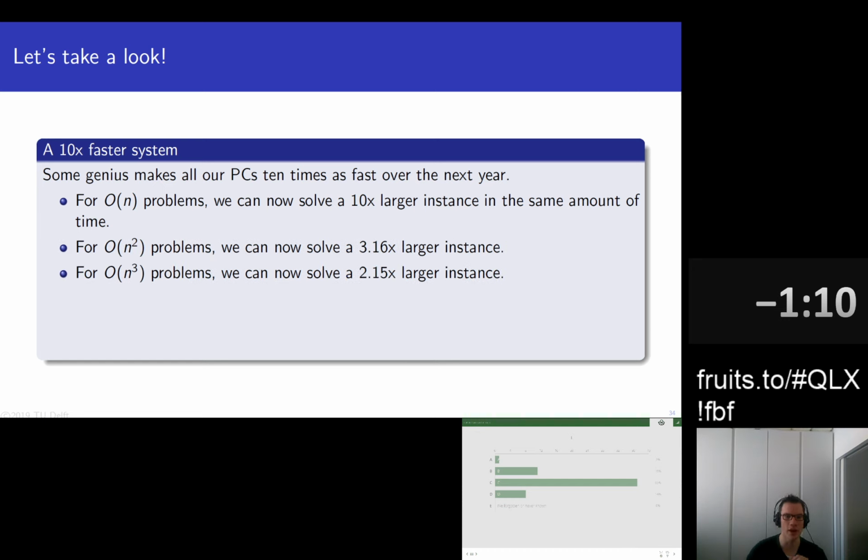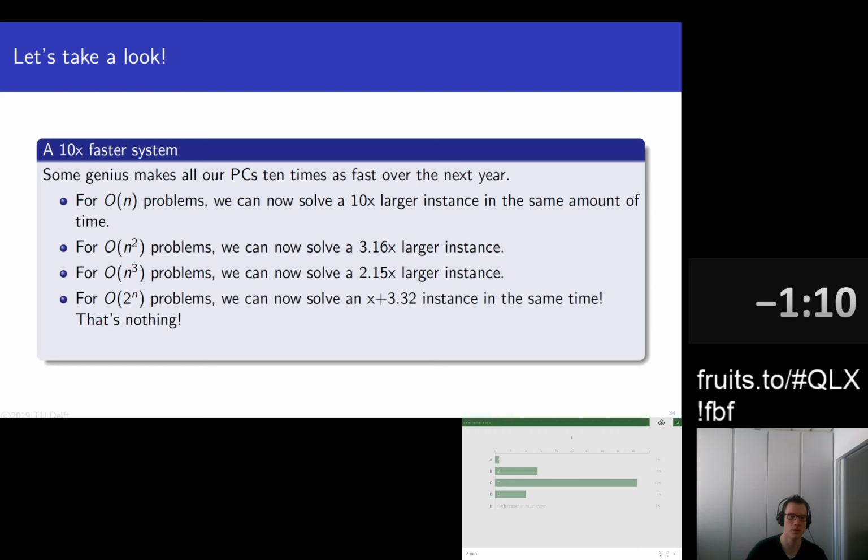For something that is n squared or n cubed, I can solve something that's 3.16 or 2.15 times larger. But for something with exponential growth, so something that's not in P, we can only solve something that is 3 bigger. Not 3 times bigger, but 3 bigger. So imagine I have a graph with n vertices. Now I can solve a graph of n plus 3 vertices in the same time. And that's nothing on a graph of a couple of thousand vertices. So a machine that's 10 times as fast adds pretty much nothing for exponential time algorithms.